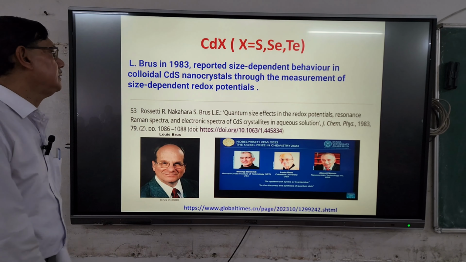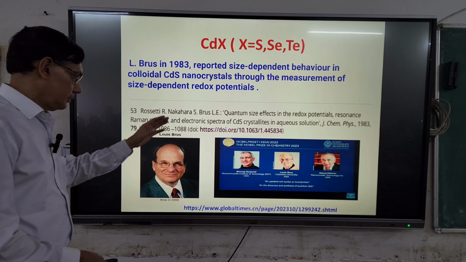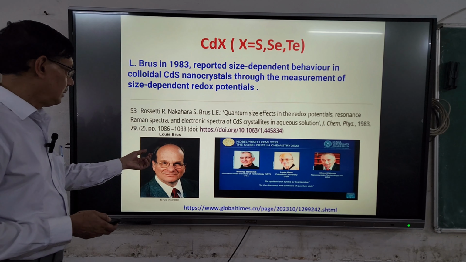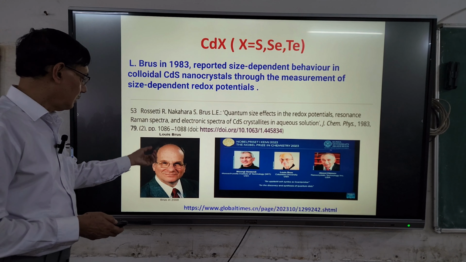So he is actually, I must say, the pioneer in the field of cadmium sulfide, selenide or telluride nanoparticles. If you want to learn much about these things, you can go through all the research papers of Louis Brus, and also Moungi Bawendi, because in 2023 the Nobel Prize in Chemistry was for the studies of quantum dots.